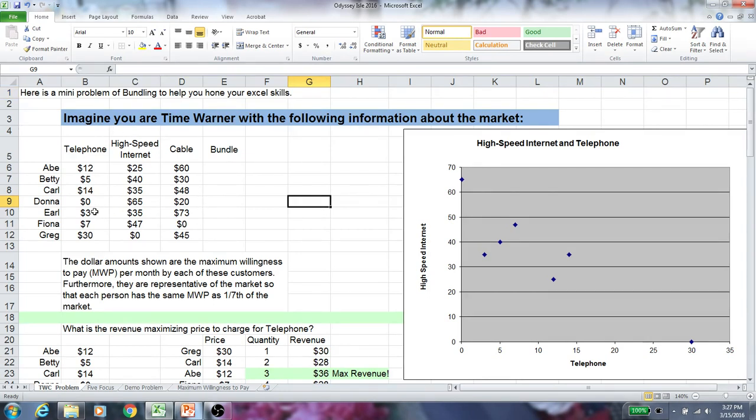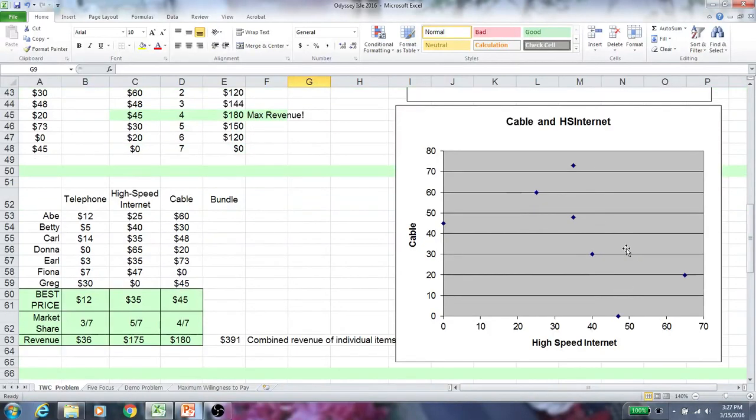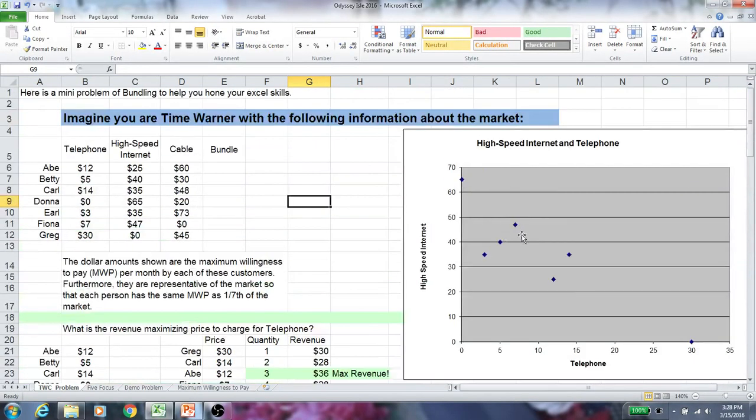And you may have 70,000 people, and let's say 10,000 of them are like Abe, and 10,000 of them are like Earl, and so forth. Well, they have a maximum willingness to pay for telephone and high-speed internet and cable, and these maximum willingness to pay are represented in these numbers. Also on the graph on the right, we'll see that those points are put on a scatter plot, one for high-speed internet and telephone, another for cable and telephone, another for high-speed internet and cable. And you see various degrees of correlation or lack thereof between these parts. You can also make some inferences about who these people are, but the problem is limiting you to just the information that they give you.